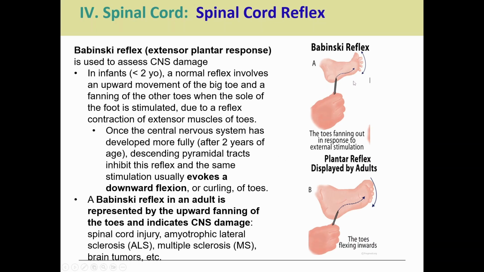Maybe there's an injury to their spinal cord. Maybe they have something like MS, a brain tumor, or ALS. It doesn't tell us exactly what, but it tells us that there may be a problem with the central nervous system.